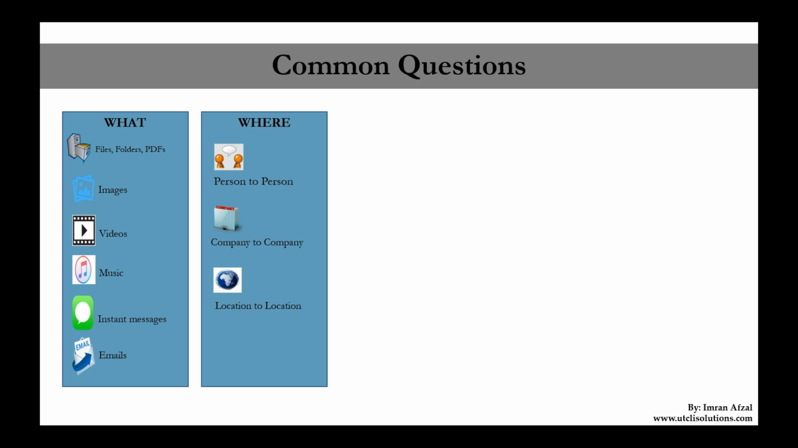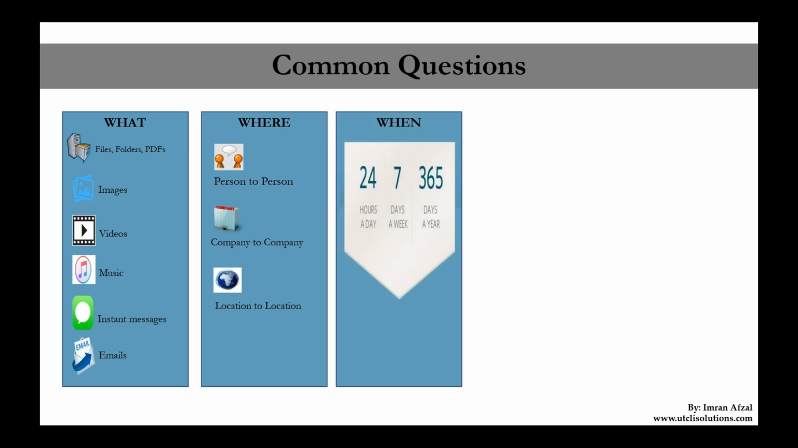Now, where are you sharing it to or with whom? As I said before, from person to person, from company to company, from location to location, which means from one city to another city, from one country to another country. You share all that information through technology. When are you sharing? 24/7, 7 days a week, and 365 days a year. Yes, there is no business hour like a post office. You have to go in and wait for the post office to open up so you could transfer your information. This is all happening in real time and at all times.